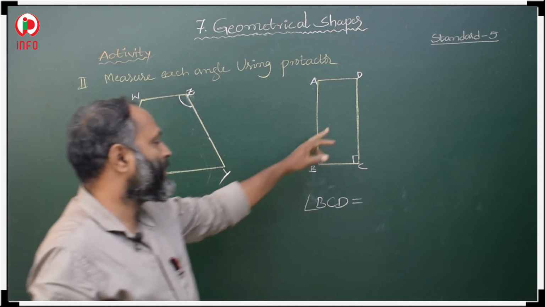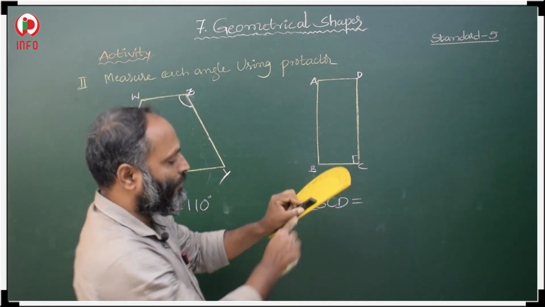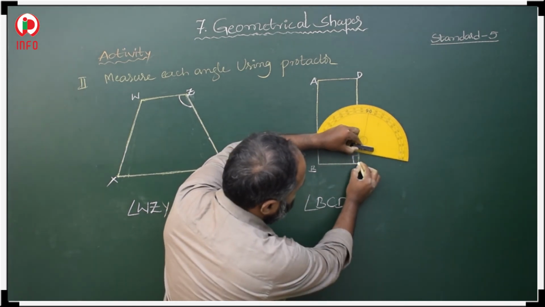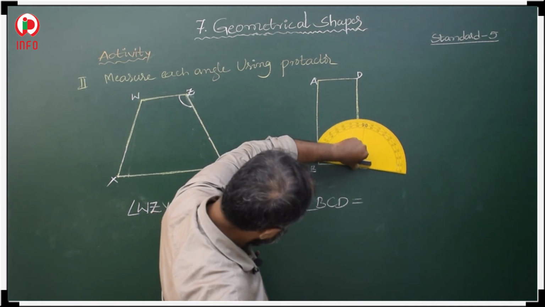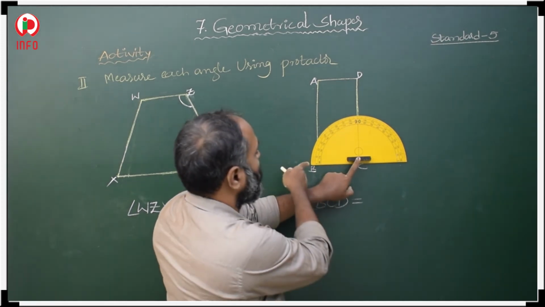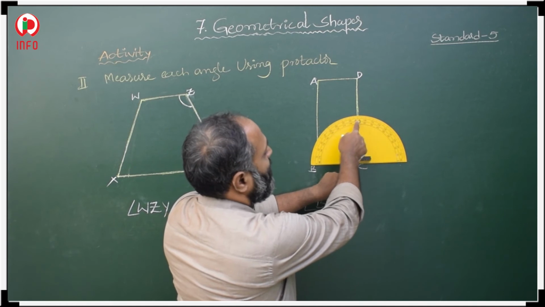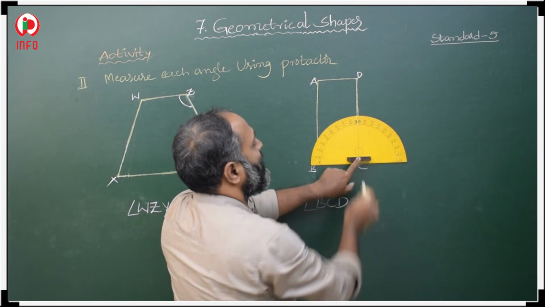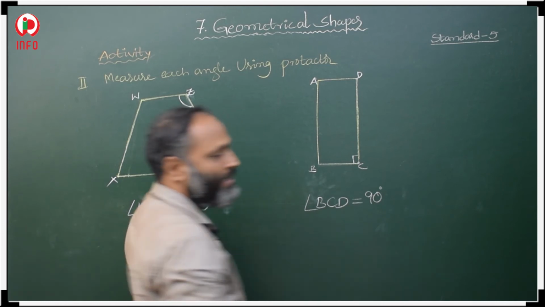In the same way, in this picture we have to find angle C. Then how to use this protractor? Now we have to keep the intersection point on C, and this line should coincide with BC. Now we start from 0: 0, 10, 20, 30, 40, 50, 60, 70, 80, 90. At 90 this line is. It means the angle is 90 degrees. Angle C is 90 degrees.